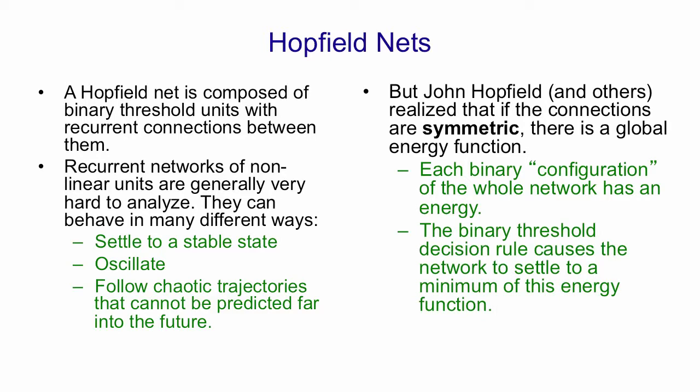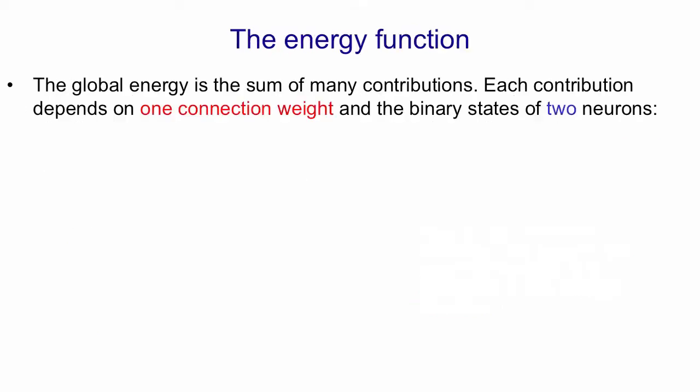The thing that Hopfield realized is that if you set up the right energy function, the binary threshold decision rule is actually causing the network to go downhill in energy. And if you keep applying that rule, it'll end up in an energy minimum. So everything's controlled by the energy function. The global energy of a configuration is the sum of a number of local contributions, and the main contributions have the form of the product of one connection weight with the binary states of two neurons. So the energy function looks like this.